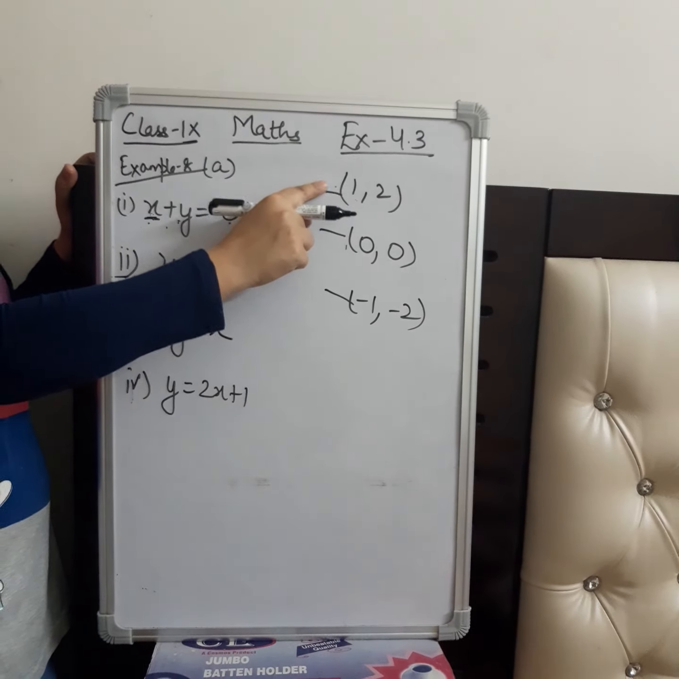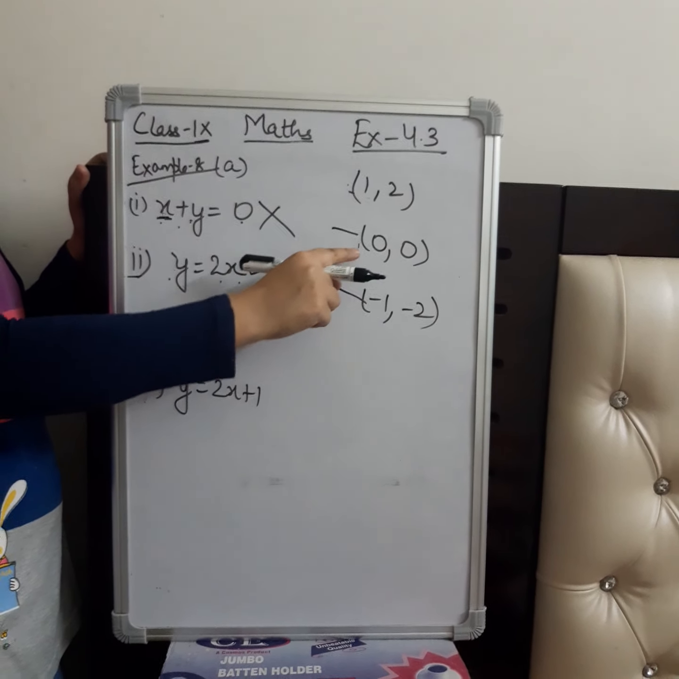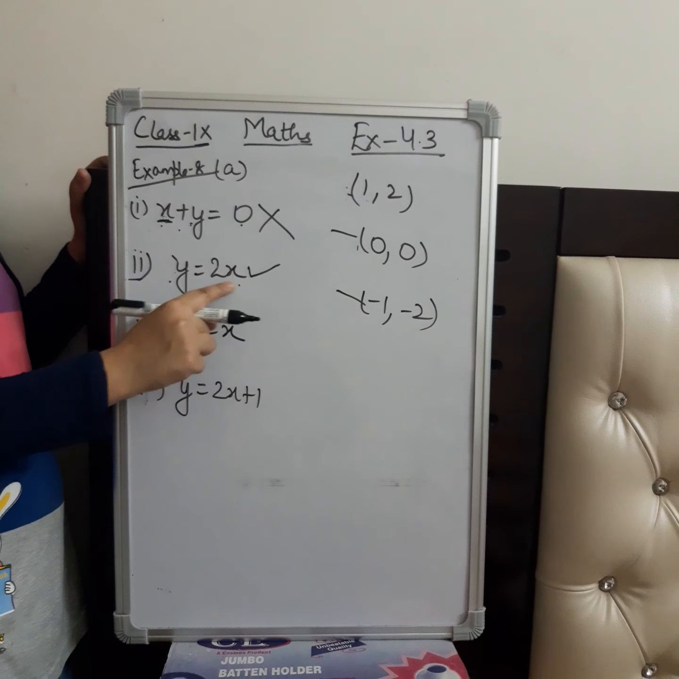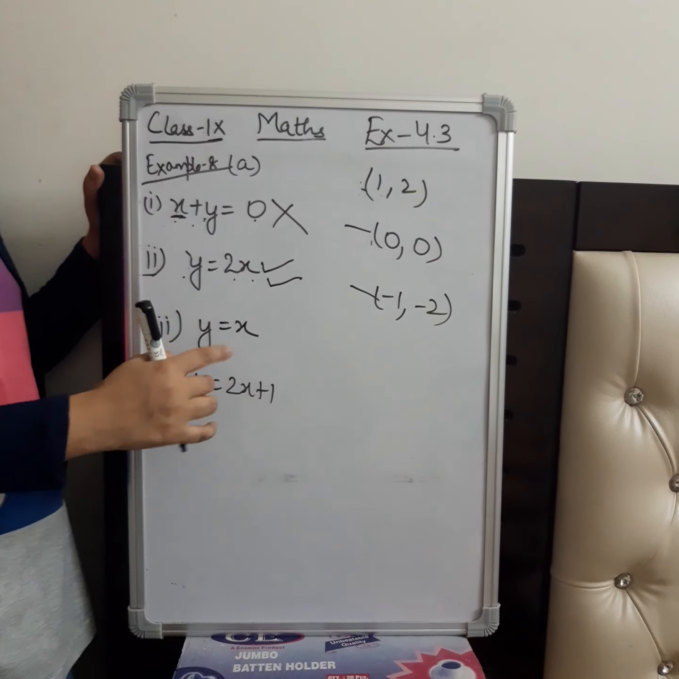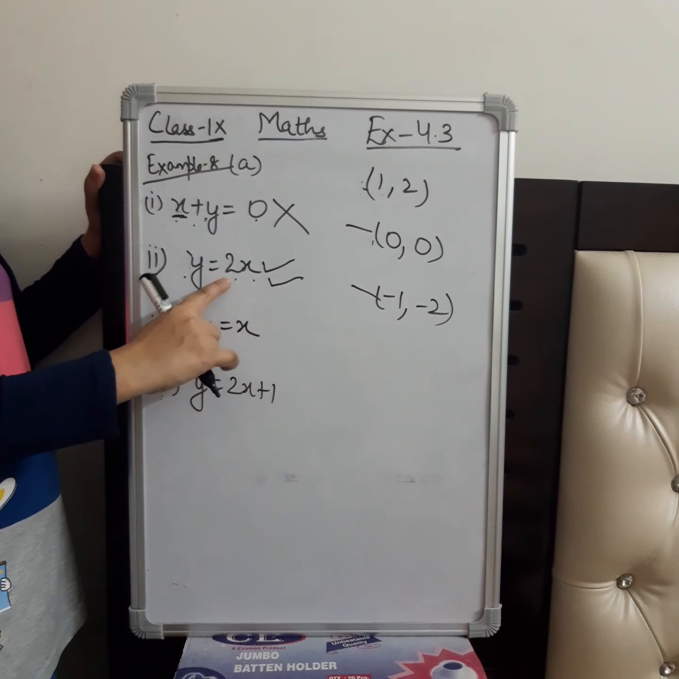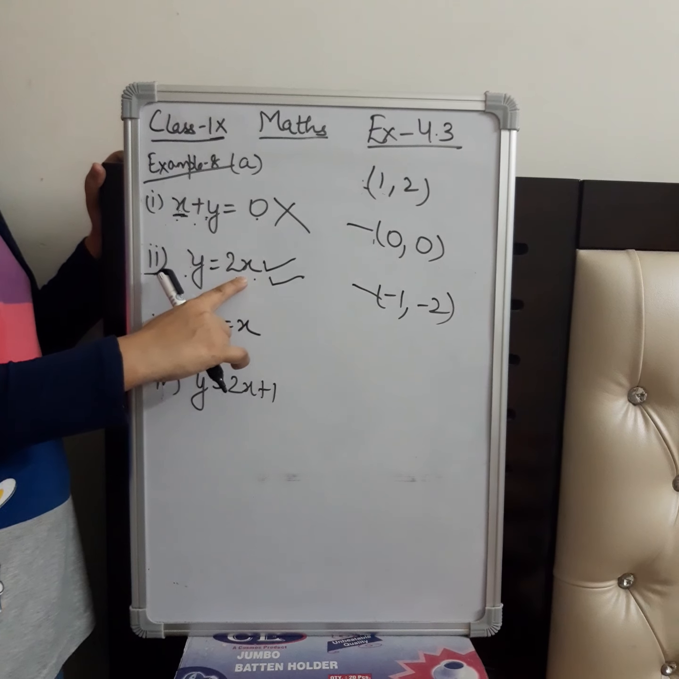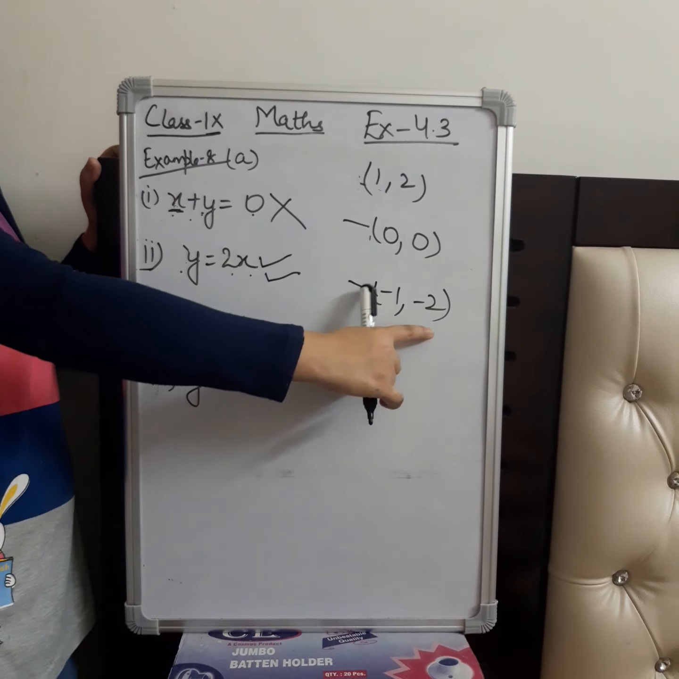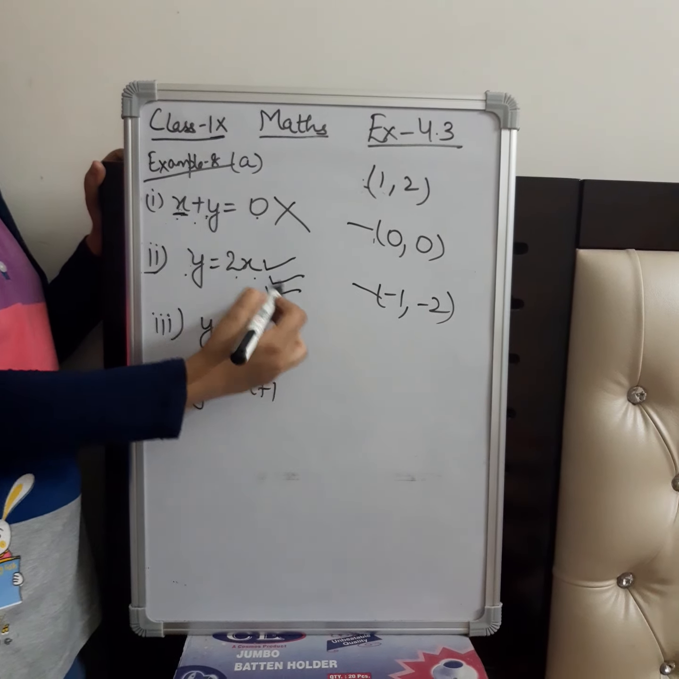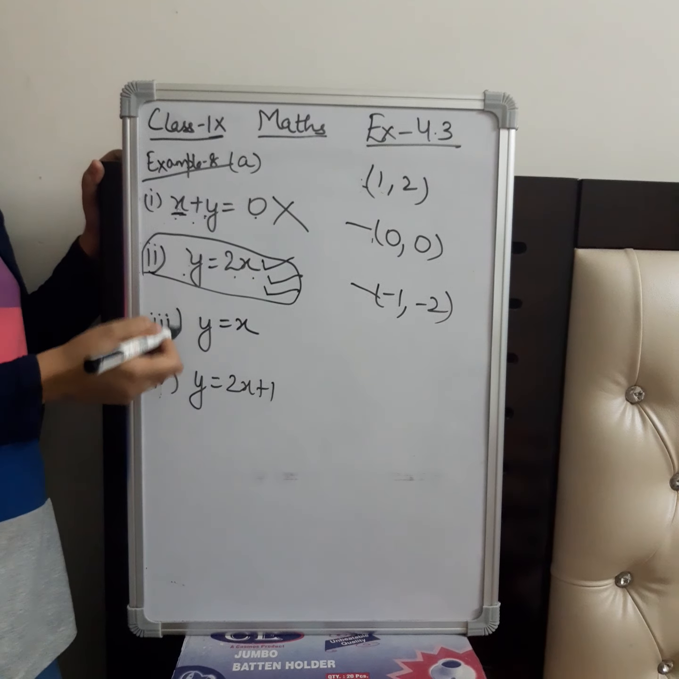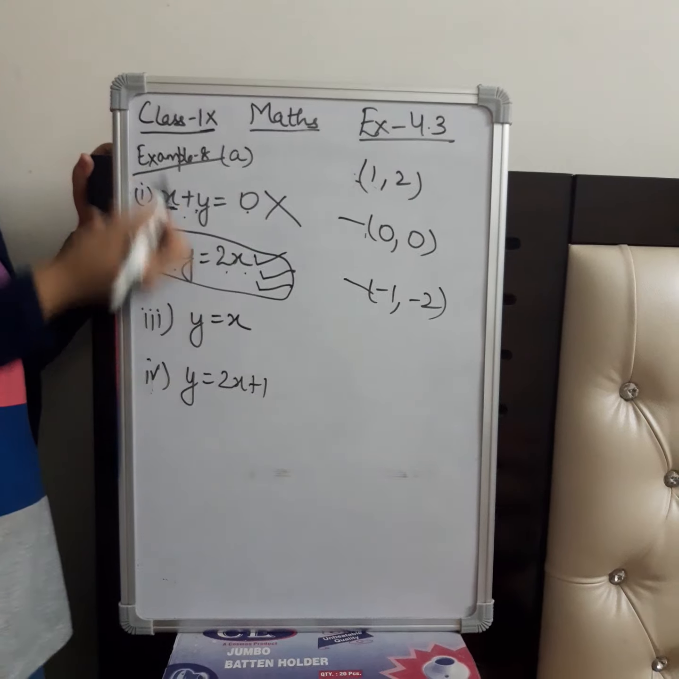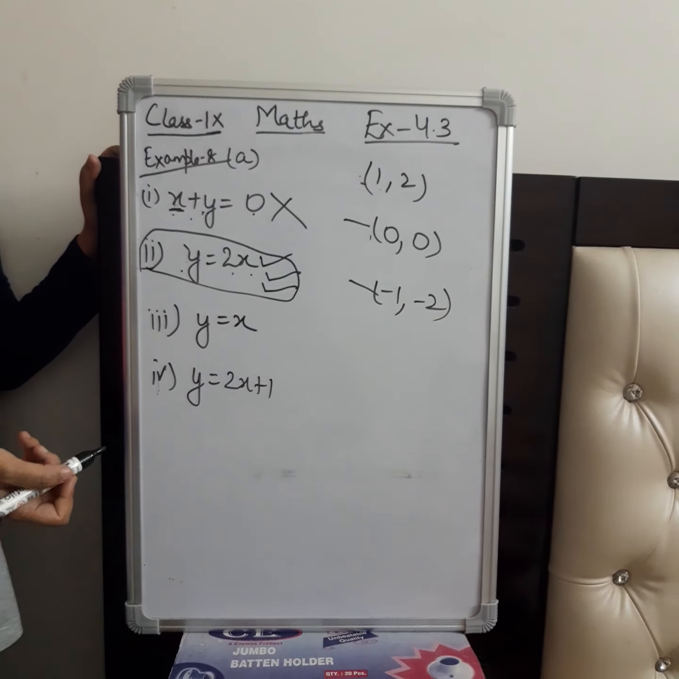When first is satisfied, we will check second. Take x as 0. y will also be 0. Again satisfied. Third, take x as minus 1. 2 multiply minus 1 is minus 2, and the value of y is minus 2. So here all 3 are satisfied, means this is my answer. You can check the remaining options also, but out of 4 only 1 will be the answer.